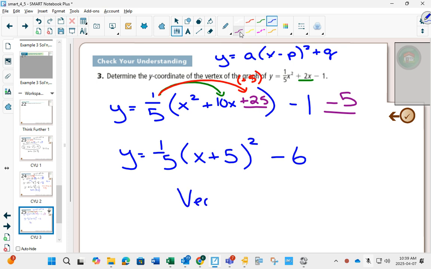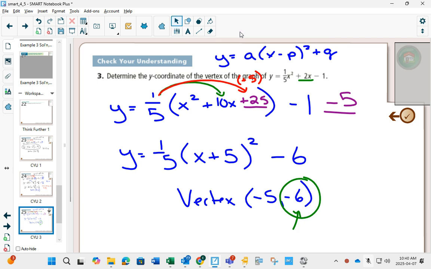My vertex is at minus 5, minus 6. So my y-coordinate of my vertex is going to be negative 6. Circle question 7.